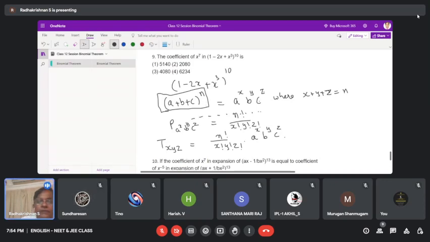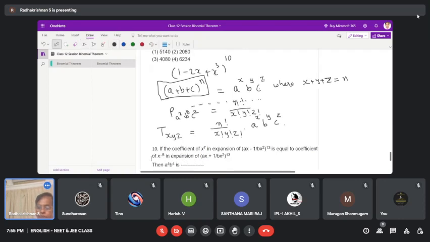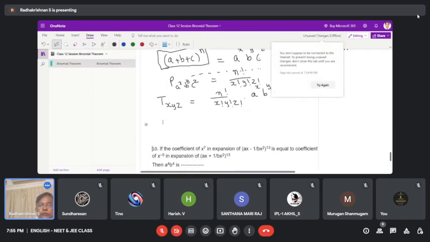Yes, instead of writing t1 t2 t3, I am writing t x y z, which means the term that contains a to the power of x, b to the power of y and c to the power of z. So the coefficient of that term is n factorial by x factorial, y factorial, z factorial. Okay, so everybody followed it. This is coming from our permutation knowledge.